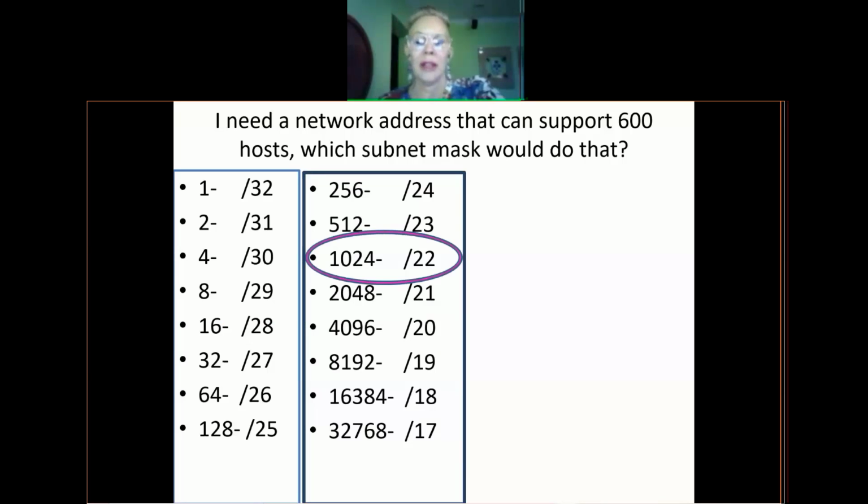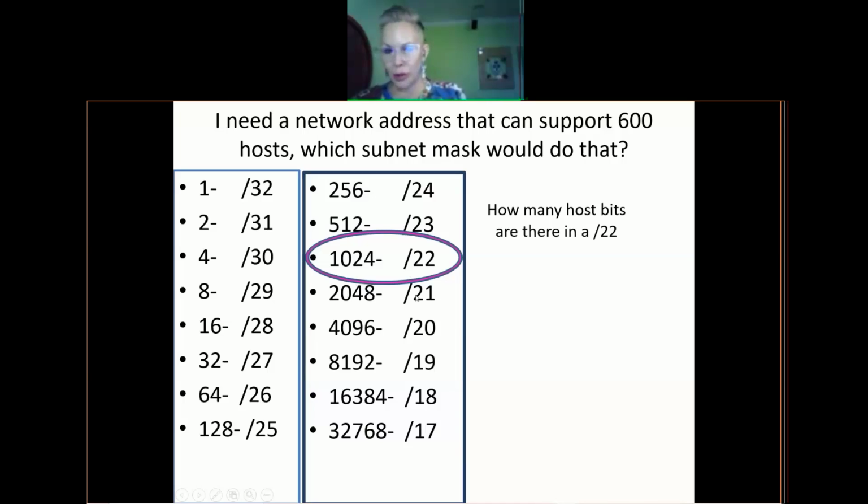/22, right? Because if I need 600 usable addresses, I cannot use a /23 because a /23 wouldn't be enough. Now, I could use a /21, but I'd be wasting a bunch of addresses. So I want to pick the best fit, which is a /22. Now I could also have done the math, right? 2 raised to the power of 10, 1024 minus 2.